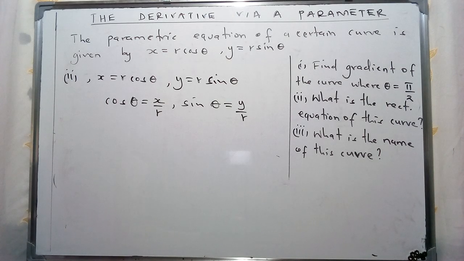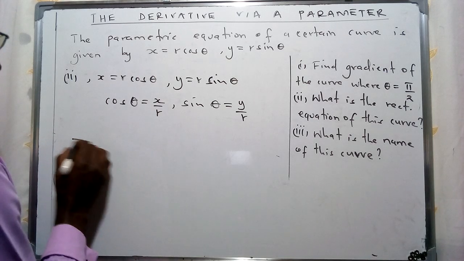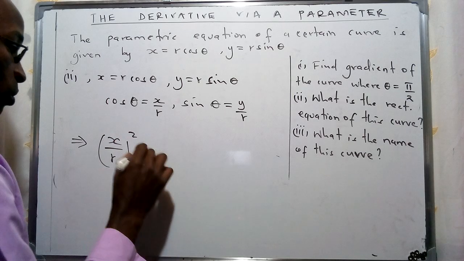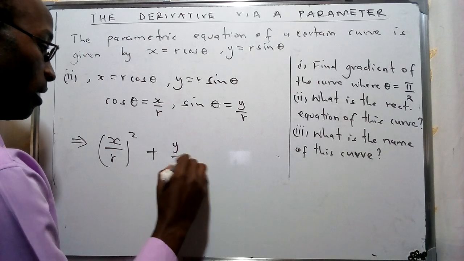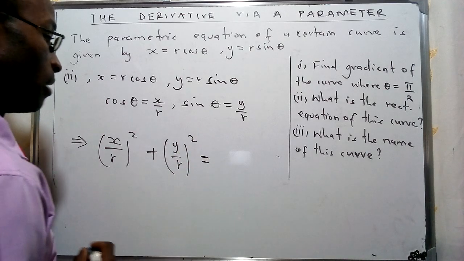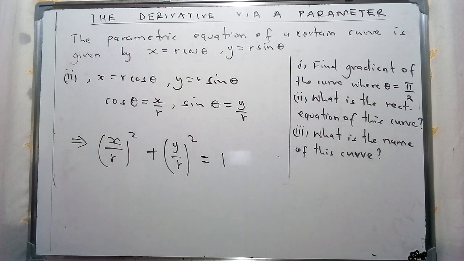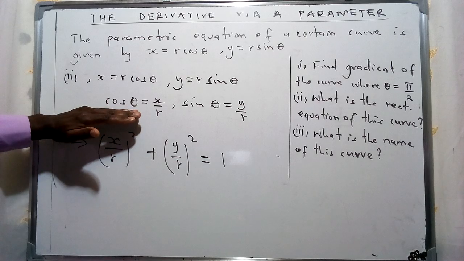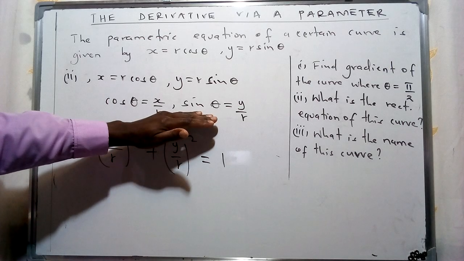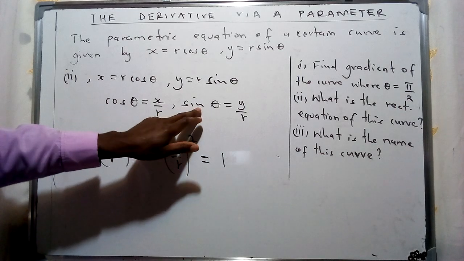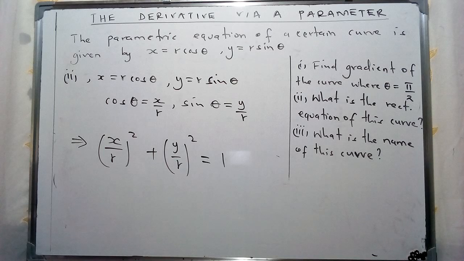So for us to find the equation of this form, we're going to take the square of the two, which can be given in terms of the ratio x over r, squared, plus y over r, squared. And these are going to give us the ratio of 1. If we square the cosine and the sine, we have the identity, the square of the cosine plus the square of the sine, and this implies that we have a ratio of 1.